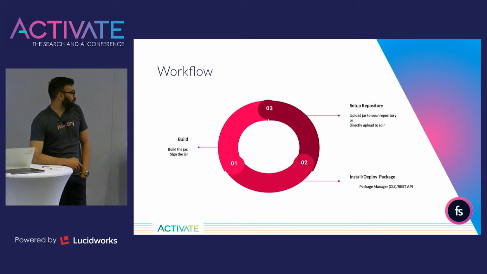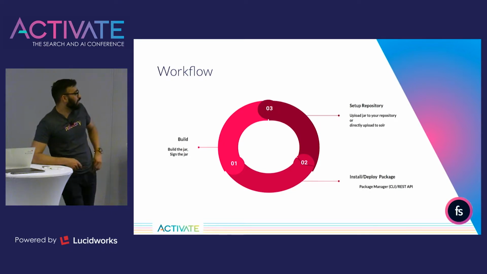So the typical workflow is, basically in the development process, you build a jar, then sign the jar. Then if you have a repository, you publish your manifest and the jar file to the repository, then you install it and deploy it to each collection if you want to. So this cycle repeats, and these are the minimal number of steps that you can use to deploy your plugins in a cluster.